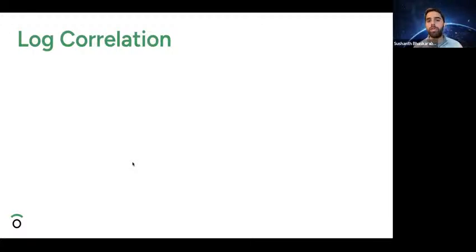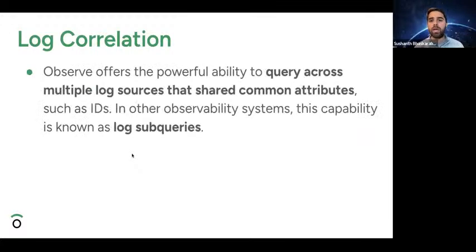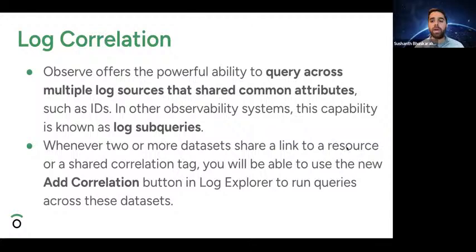And one of our newer features is the log correlation ability. What this enables you to do is to query multiple log sources that have shared common attributes such as IDs, usernames, etc. In other systems, this is known as log subqueries. And whenever two or more Observe data sets share a link to a resource or a correlation tag, you'll be able to use this correlation ability in the log explorer to run queries across these data sets.